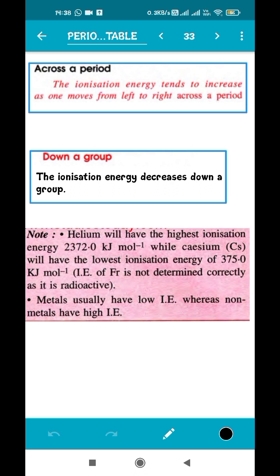Metals generally have low ionization energy or low ionization enthalpy, like I told you, because they are able to very easily lose electrons. We don't have to apply a large amount of energy to them. But in case of nonmetals, since nonmetals do not have a tendency to lose electrons, a large amount of energy is required to remove electrons from them. So they have a high ionization energy. So this is all about ionization energy.